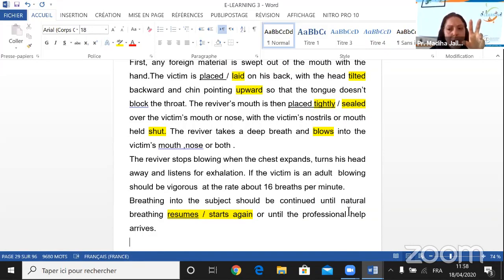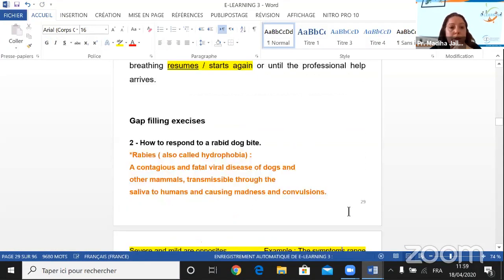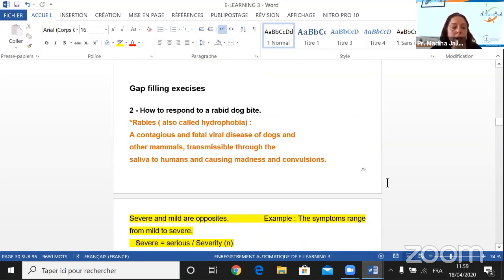Maybe I corrected that, because in the paragraph it was 12. Maybe 16 is more accurate. Yes, per minute. Breathing into the subject should be continued until natural breathing starts again, or until professional help arrives. Nice, excellent. Okay, you now have the last gap filling exercise.